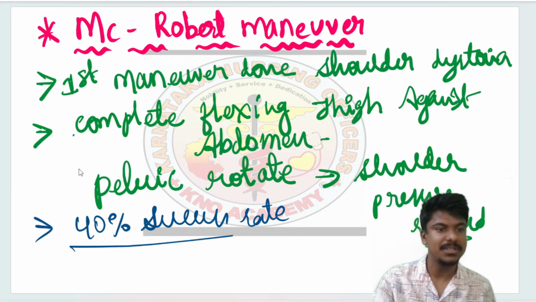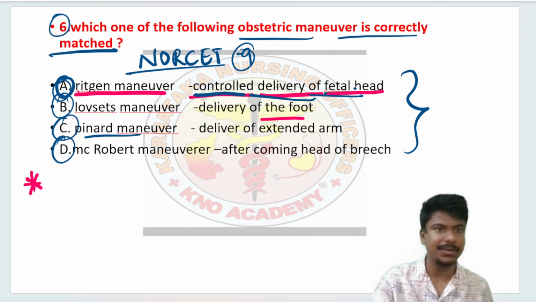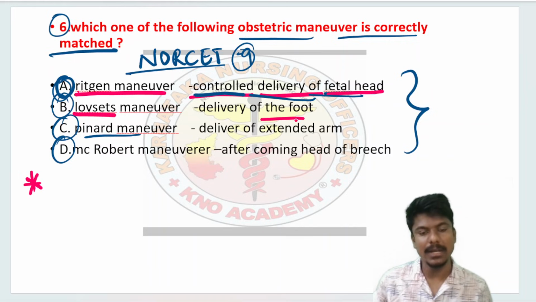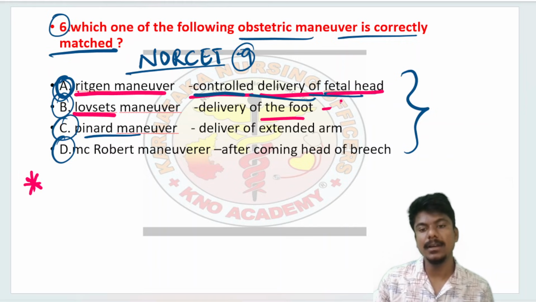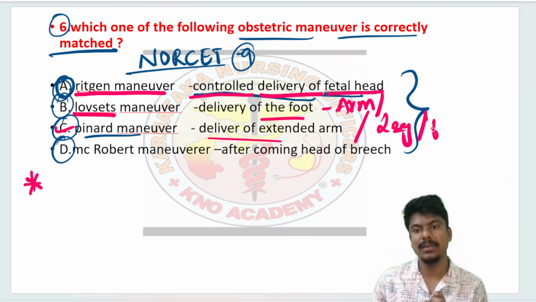Here, if you see the options, the Ritgen maneuver, as I told you, is a controlled delivery of the fetal head, the right answer. That's perfectly matched here. But the Løvset maneuver will not deliver the foot; it will deliver the arms or the shoulder. In the Pinard maneuver, we deliver the legs or the foot.